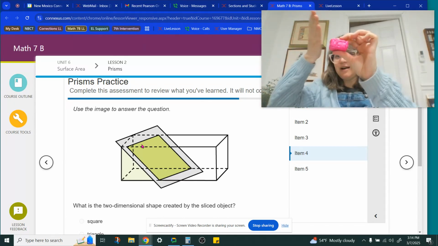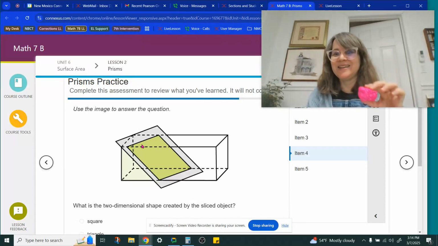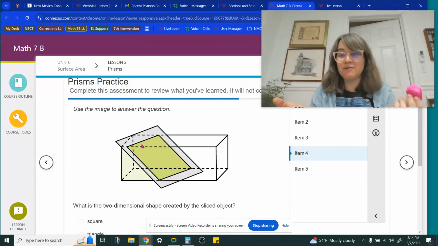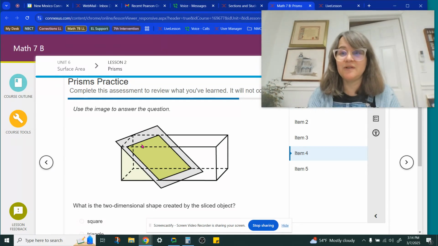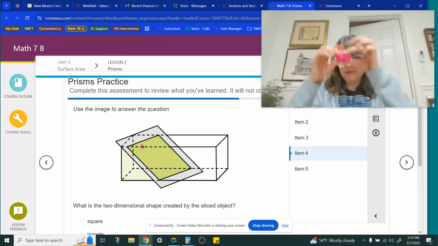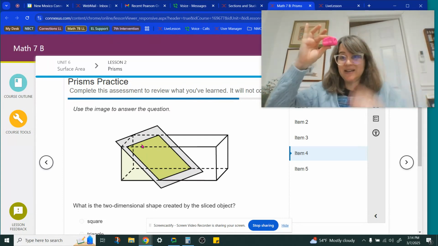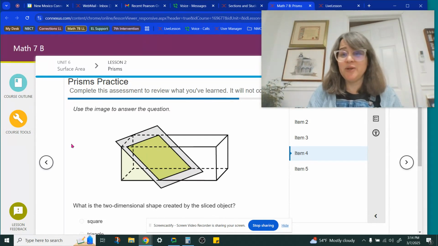Okay, and then grab a knife and cut through it. Then open it up and see what shape it is. All right, so that's what I recommend there. If you've got some Play-Doh, just build the shape and then cut it in the direction they're cutting it.